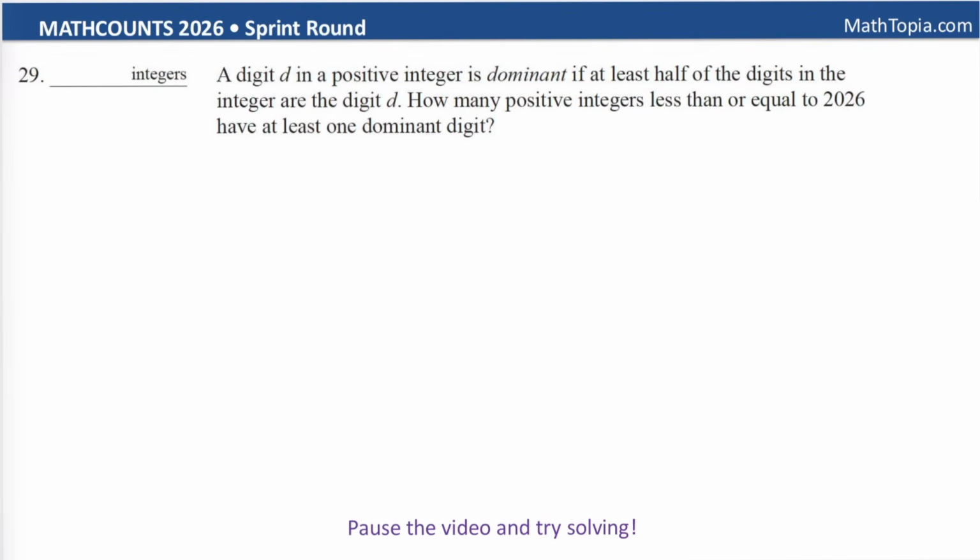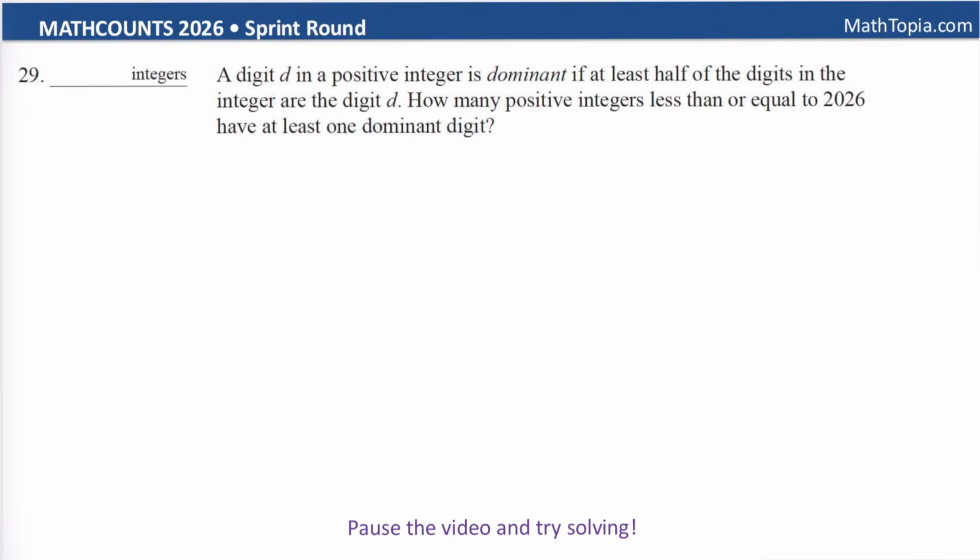A digit d in a positive integer is dominant if at least half of the digits in the integer are the digit d. How many positive integers less than or equal to 2026 have at least one dominant digit? To start, we know that we're working with digits here, so we can separate this problem by looking at 4 different cases. The case with 1 digit, 2 digits, 3 digits, and 4 digits.